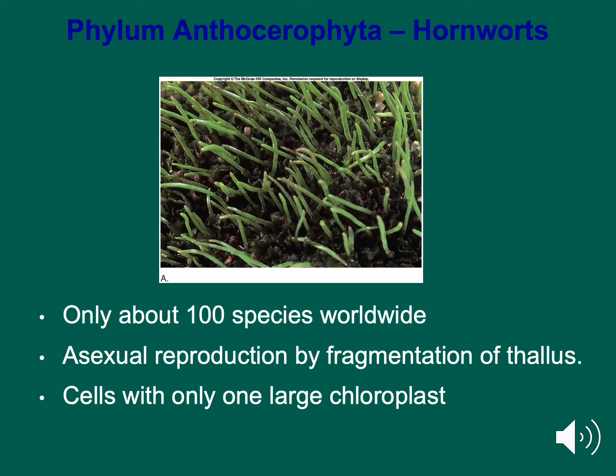The next phylum are the hornworts, the Anthocerophyta, and they're called that because they look like little horns. They have asexual reproduction due to fragmentation. In other words, little pieces of the plant can fragment off and develop into a new plant.